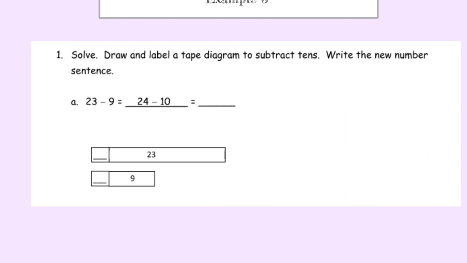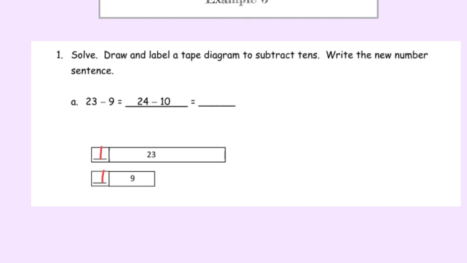Finally, for example 3, again we're going to start by reading the directions. This says to solve, draw and label a tape diagram to subtract tens, and write the new number sentence. So we see 23 minus 9. That is shown here in our tape diagrams with a 23 and a 9. This is equal to 24 minus 10. So we know that 23 plus 1 is going to get us 24, and 9 plus 1 is going to get us 10.